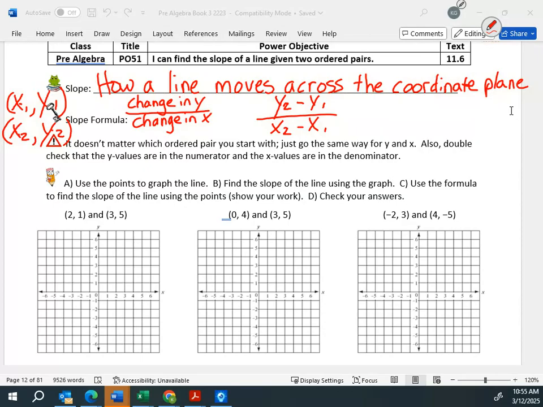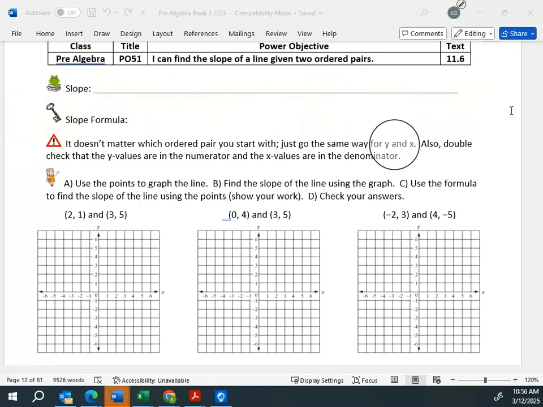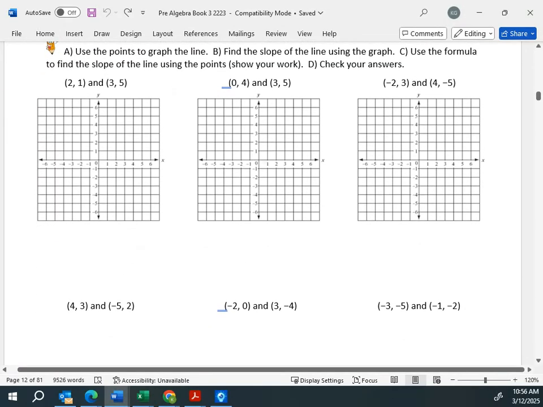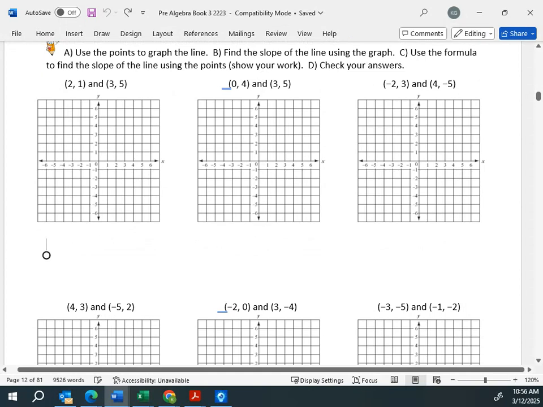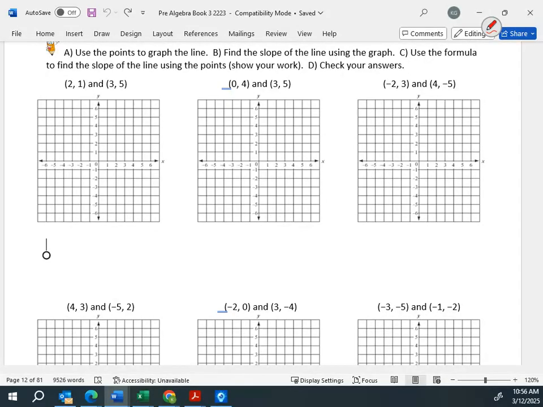So here's what we are doing today. Let me scroll up. We have four different things we're doing. A, use the points to graph a line. B, find the slope of the line using the graph. And then C, use the formula to find the slope of the line using the points. Show your work. And D, we're going to check our answers.